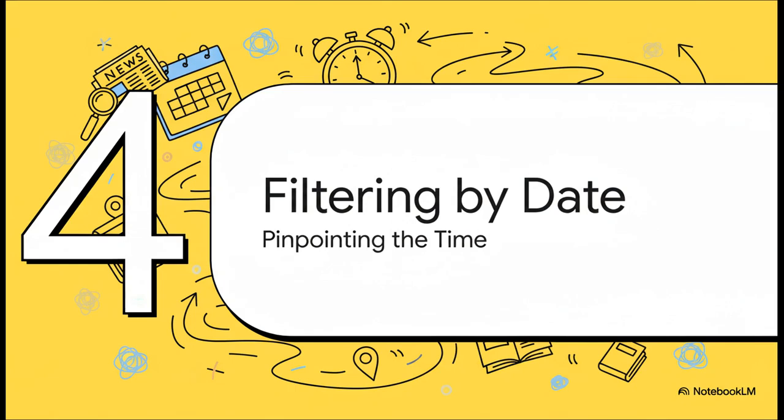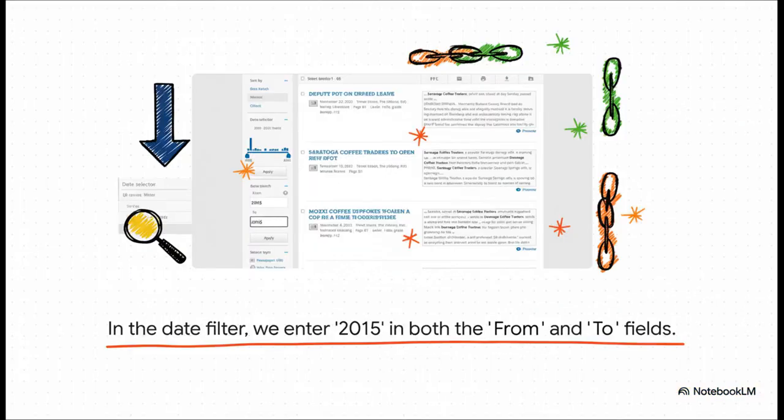Section 4, filtering by date. Okay, here comes our final and honestly most powerful filter. We've narrowed by location, we've narrowed by keyword. Now let's lock in the exact time. So over on the left-hand menu, you'll see those date search boxes. To search only within 2015, all we have to do is type 2015 into the from box and 2015 again into the to box. Then we just hit apply.